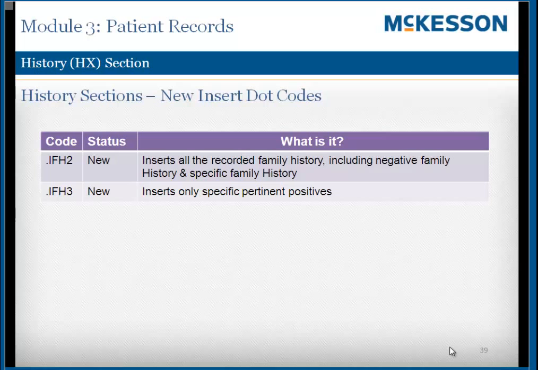Another enhancement for Release 11.0 is the addition of a series of new insert codes that relate specifically to the family history note. These include the IFH2 and IFH3 insert codes. These insert codes will insert all or a subset of the recorded family history, including negative family histories, specific negative family histories, and specific pertinent positives, which we saw in the family grid screen discussed earlier.